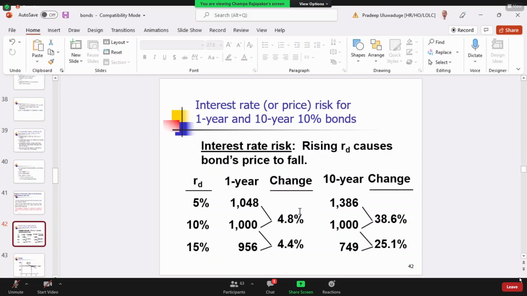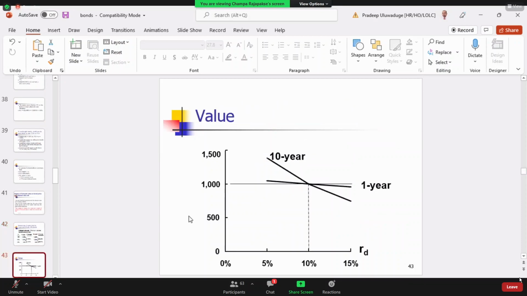and 25.1%. If we graph these percentage changes, we can see whether the 1-year bond or the 10-year bond responds more sharply to a change in interest rate. We see that the 10-year bond has a stronger slope than the 1-year bond. The flat line represents the 1-year bond, and the one with the steep slope represents the 10-year bond.